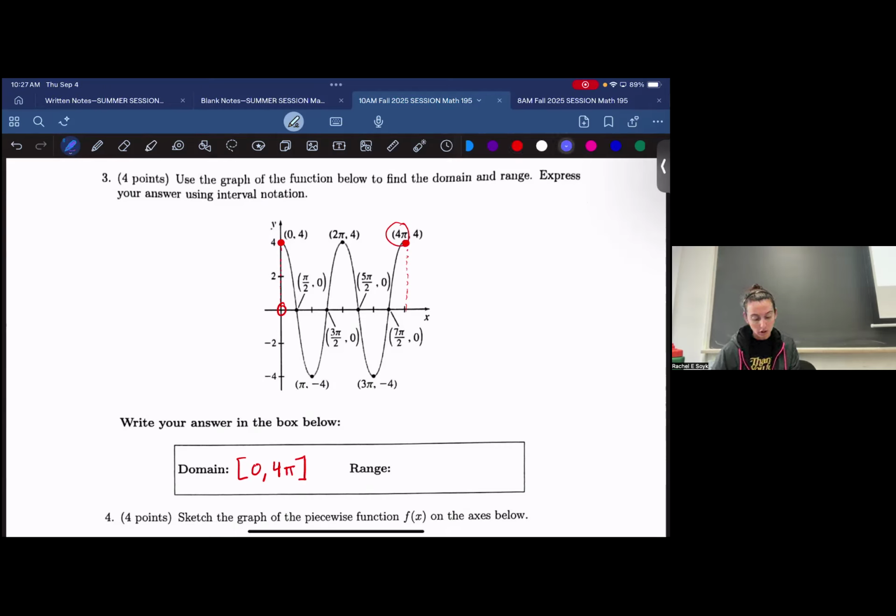Our range, what is our lowest possible y value?